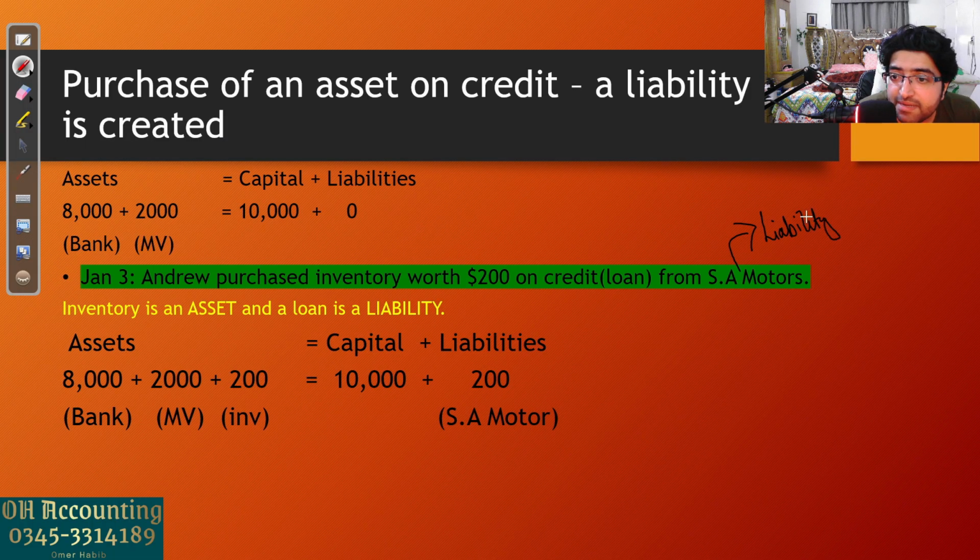We don't write liability, we write the name of the person or business who is giving us something on credit or who is giving us the loan. Okay. And what did he purchase? He purchased inventory.